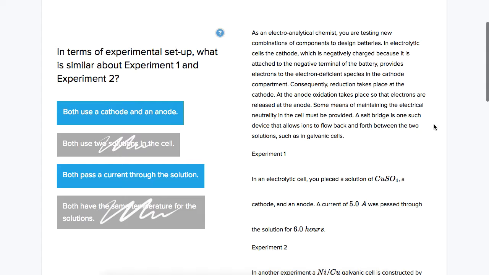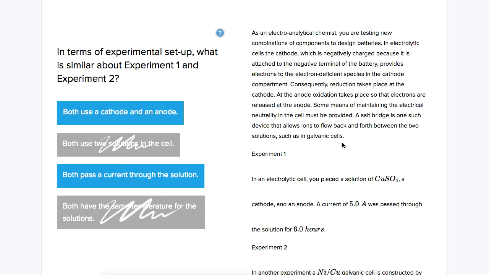It told me that in electrolytic cells, the cathode is negatively charged, and then there's an anode, right? That I have these two parts of the cell, the cathode and the anode. And it told me right up here, some means of maintaining the electrical neutrality in the cell must be provided. A salt bridge is one such device that allows ions to flow back and forth between the two solutions, such as in galvanic cells.